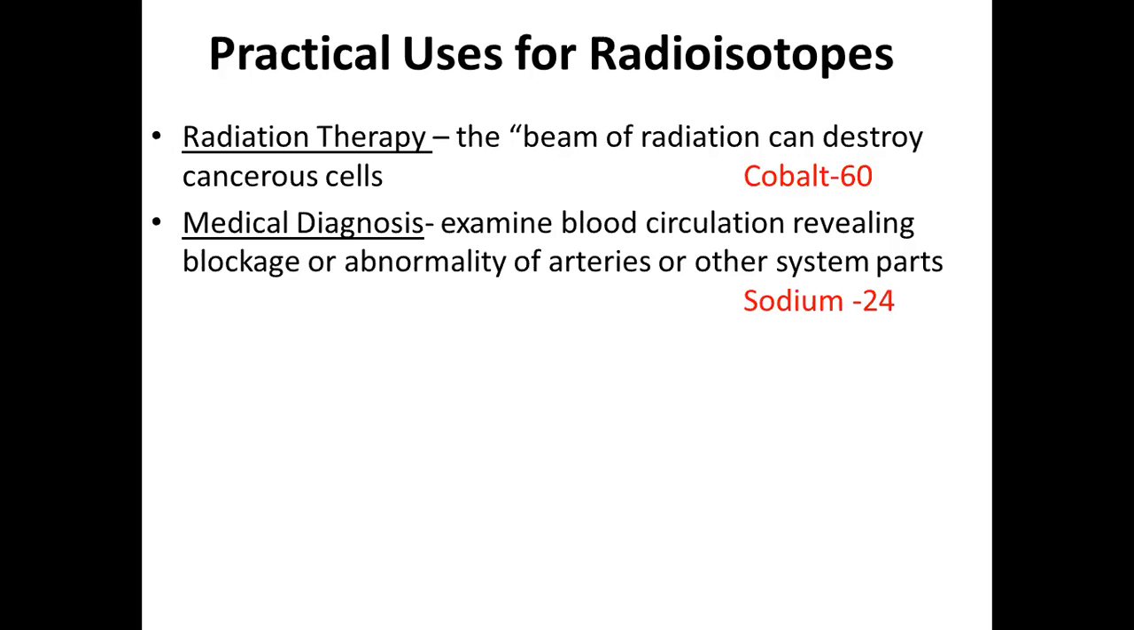It's also used in medical diagnoses. There's an isotope called sodium-24. You would ingest it, or it would probably be injected into your bloodstream. And that would allow them to do what we call radiographic imaging. By using special sensing equipment, they could determine where blockage might be or abnormalities in the circulatory system. So radioactive materials are sometimes intentionally placed in the body for medical diagnosis. There are lots of different radioisotopes used in lots of different forms of medical diagnosis. This is just an example.